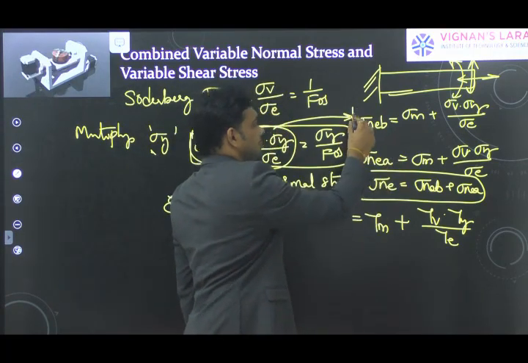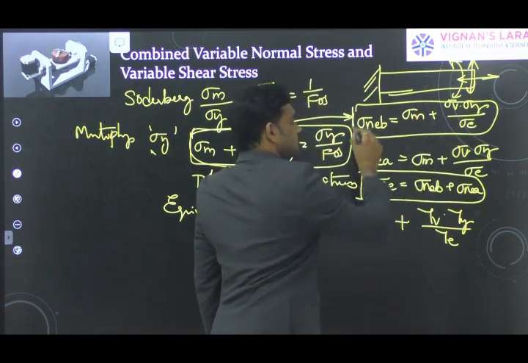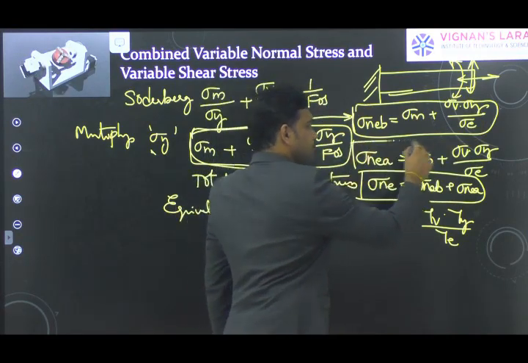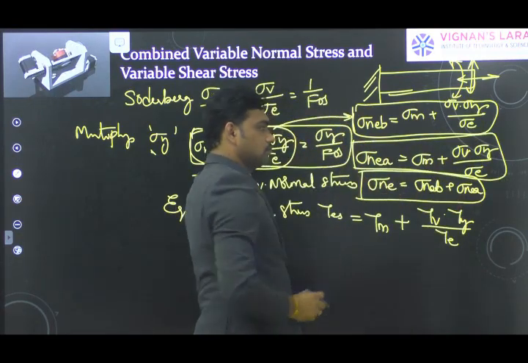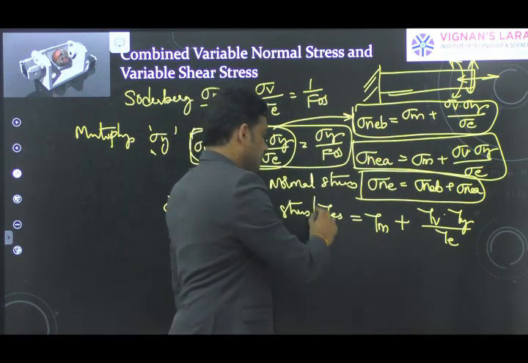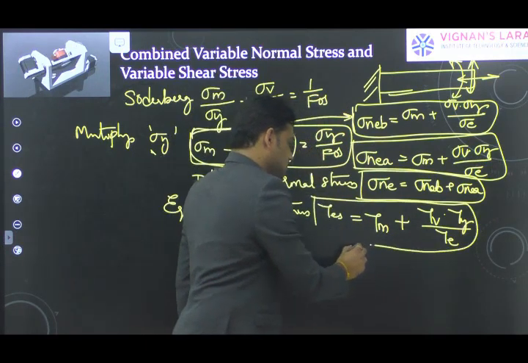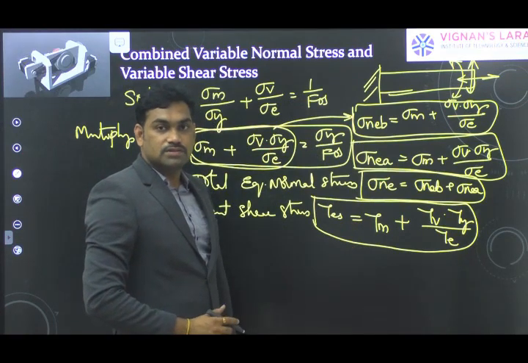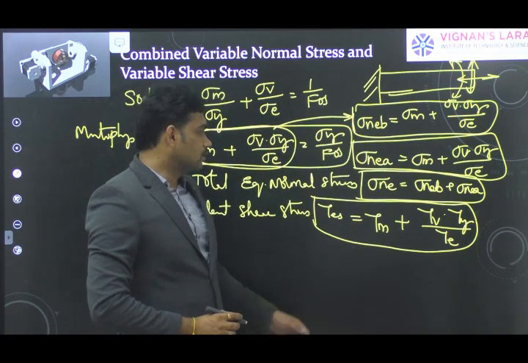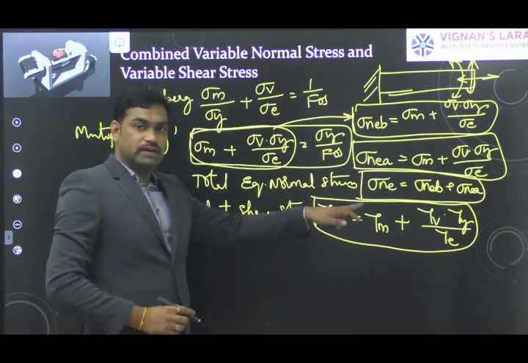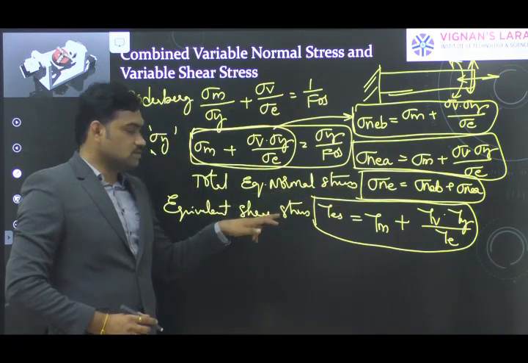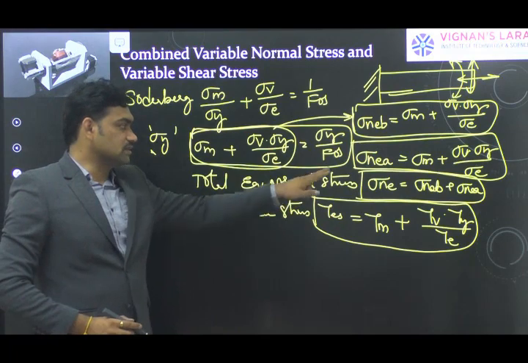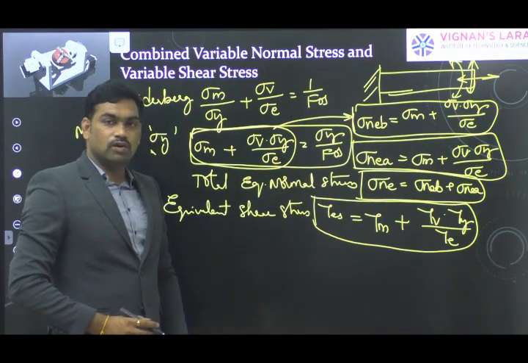Sigma NEA, that is the equivalent normal stress in bending plus the normal stress in axial loading, and this is sigma NES, the equivalent normal stress in shear. Clear? So now the machine component is subjected to equivalent normal stress as well as equivalent shear stress, that is sigma NE as well as tau ES.